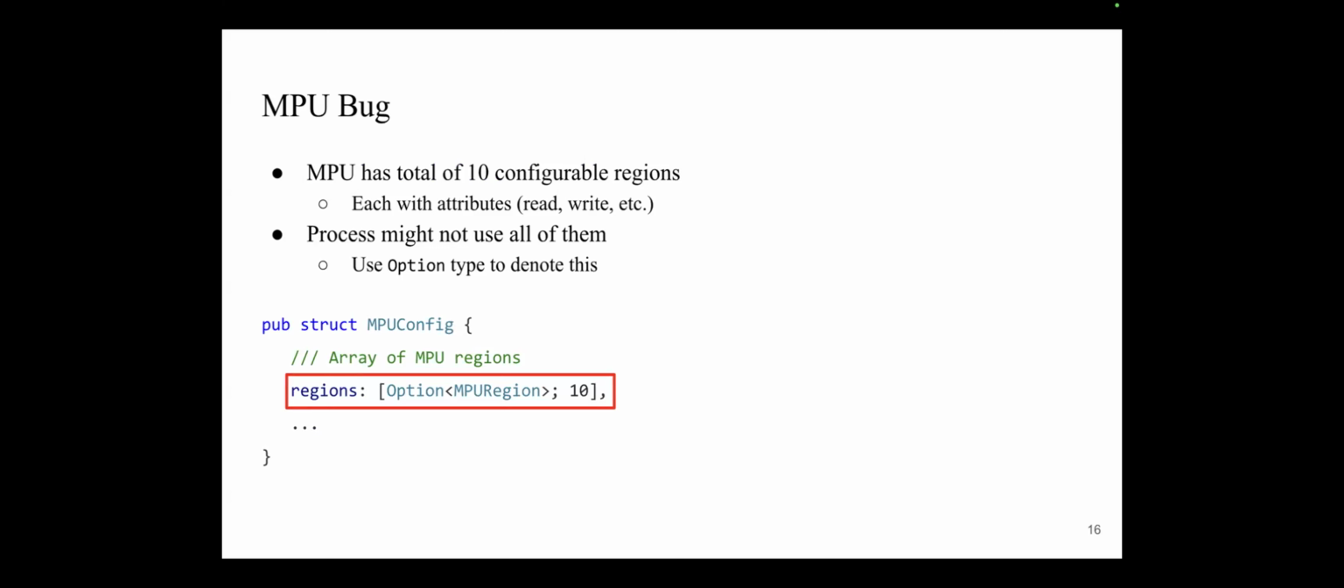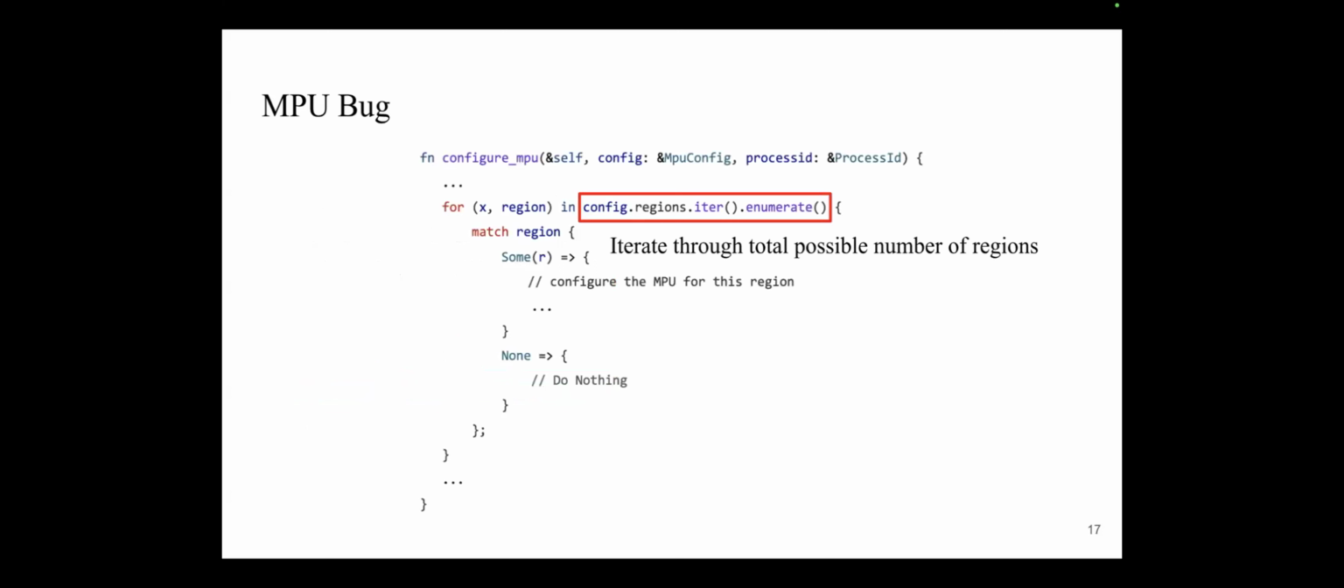We might not need to use all of the regions available in the MPU, and so we're going to use an option type to denote this. If you look at the type definition of this field, if we need an MPU region, then the slot in this array is going to be Some. And if we don't need it, it's going to be None. All right, so let's jump into the actual body of this trait method.